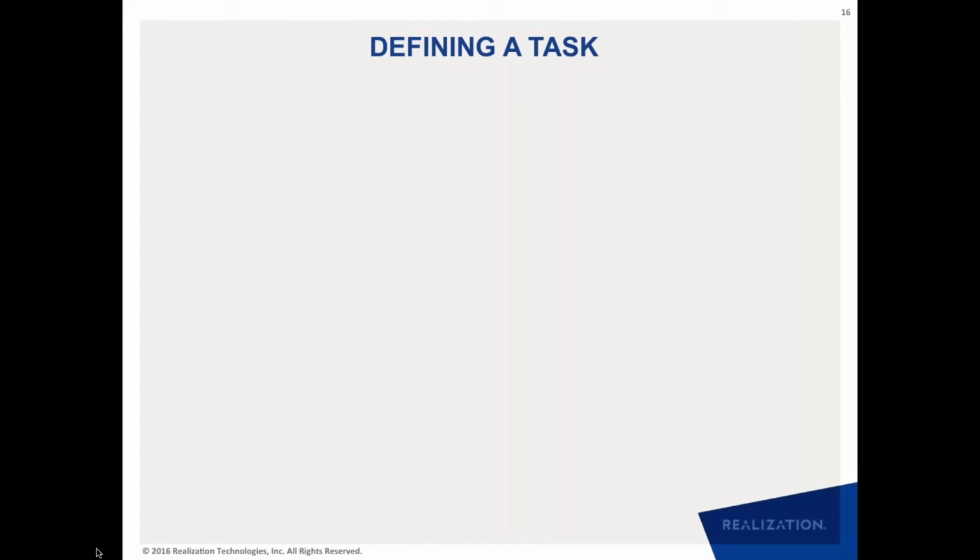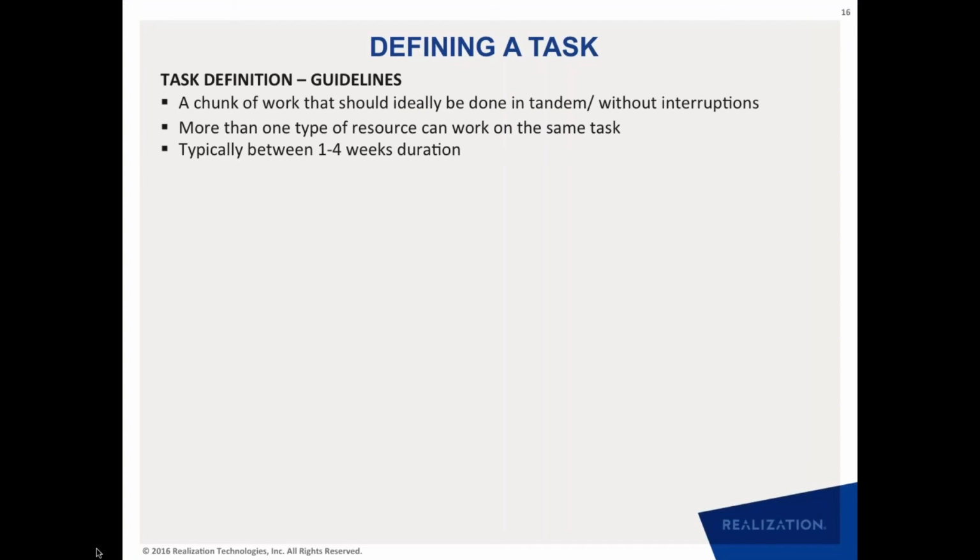Now the final part of the how, in terms of when we define a task. So the trick here is determining what is a task versus what is a subtask. And here are some guidelines and a recommended process for doing that. So guidelines are that a task is a chunk of work that should ideally be done in tandem or without interruptions. So if you have a lot of activities that need to be done, yes, they are separate activities, but ideally we want to get all these activities done together because they are done by the same team, or they need to be done in tandem because there are multidisciplinary teams involved and they need to constantly share information.